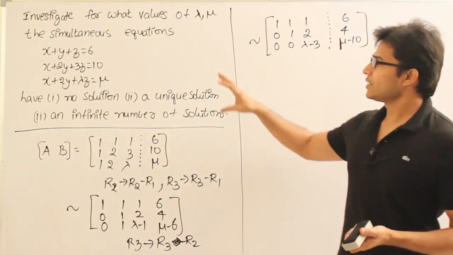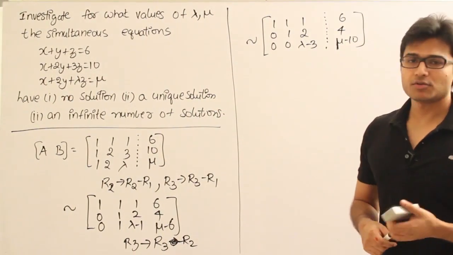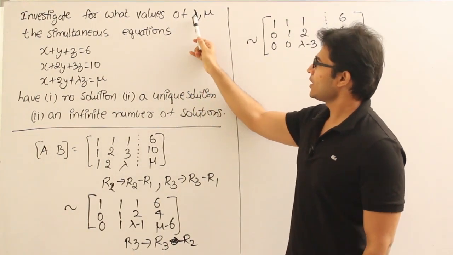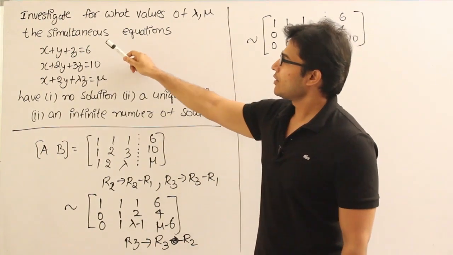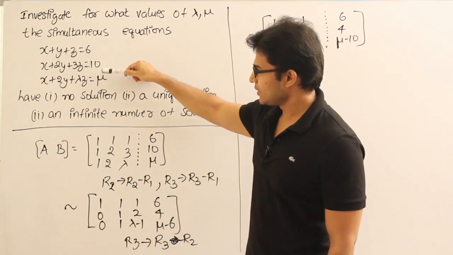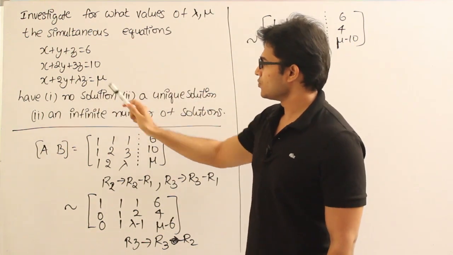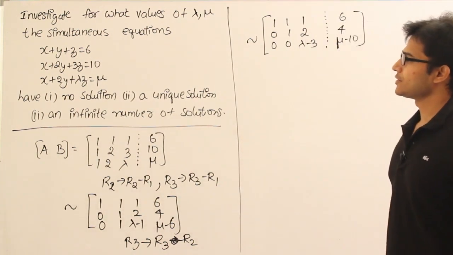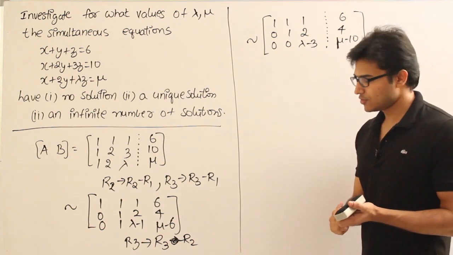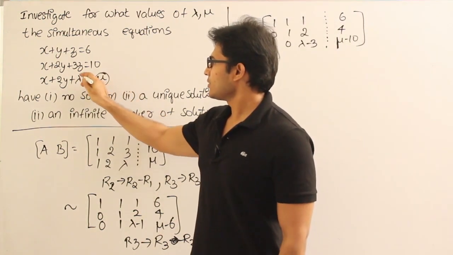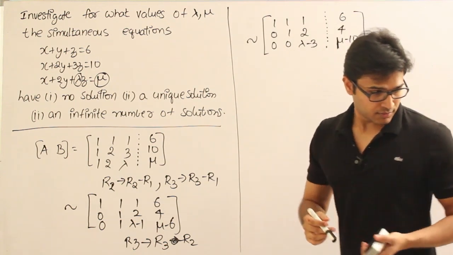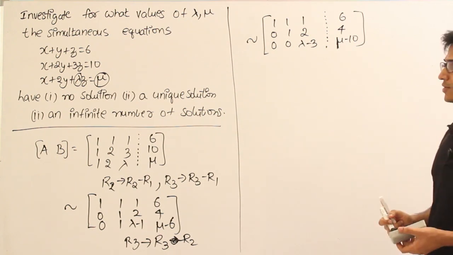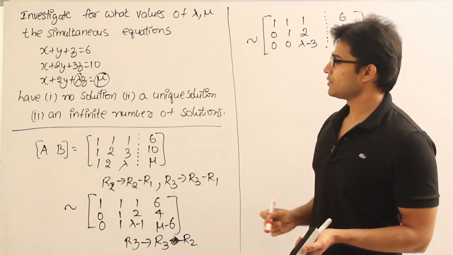See this? This is one other way of framing the question in order to test your concepts. Investigate for what values of lambda, mu the simultaneous equations, three equations are given, have one, no solution, two, unique solution, and three, an infinite number of solutions. Which means you are supposed to find the values of lambda and mu depending on which you get these three conditions. So for what values of lambda and mu do we have each condition satisfied?